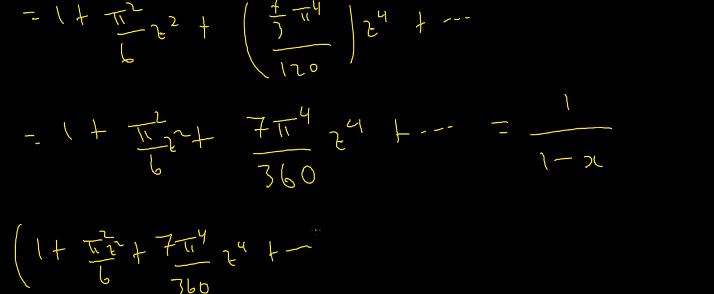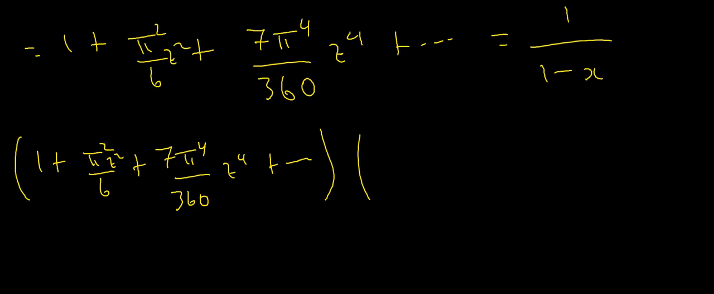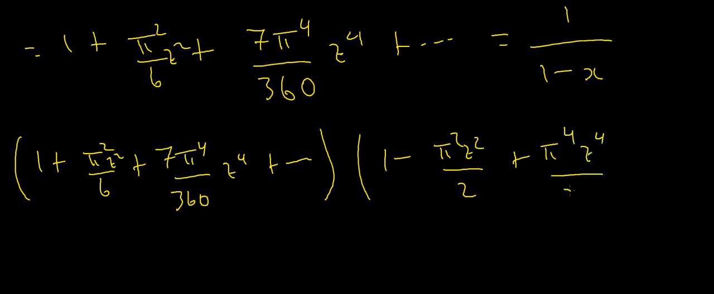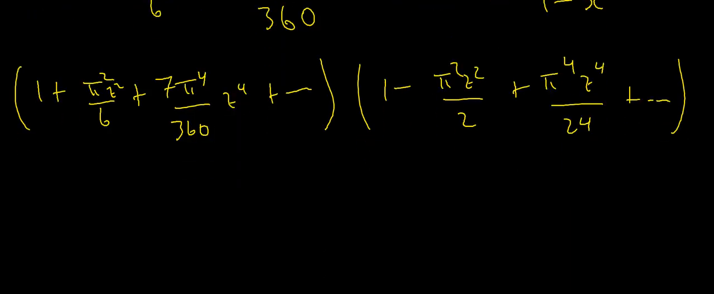So that's plus higher order terms, and I need to multiply that by the Taylor series of cosine, which in this case is just 1 minus pi squared z squared over 2 factorial, which is 2, plus pi to the 4 z to the 4 over 4 factorial, which is 24, plus higher order terms. Now, how many terms of this series do I need to calculate?